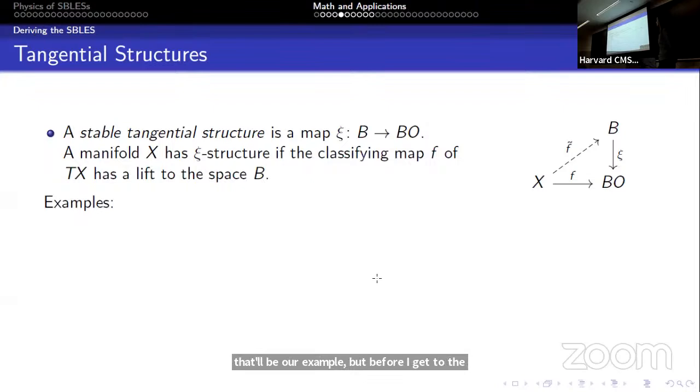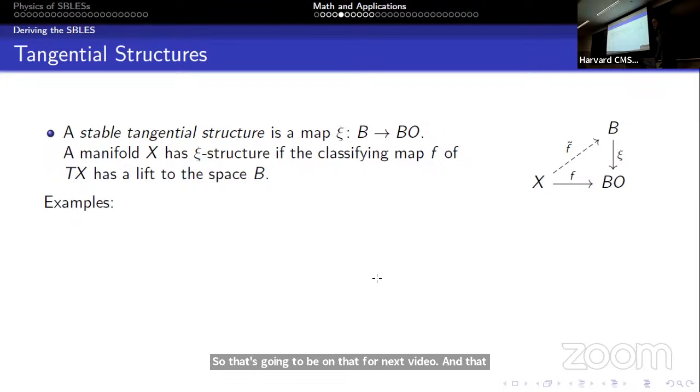So the first definition I have up here might be a bit abstract, but I want to define a stable tangential structure to be a map C from some space B to BO, and maps from B to BO in some sense are vector bundles. And so I want to say that a manifold X has a C structure if the classifying map for its tangent bundle, that's going to be a map from X to BO, has a lift to this auxiliary space B.